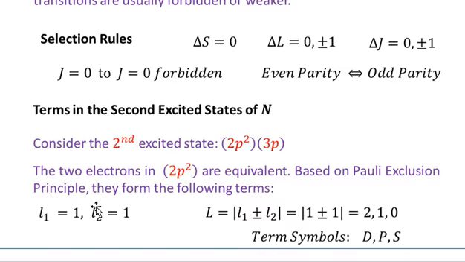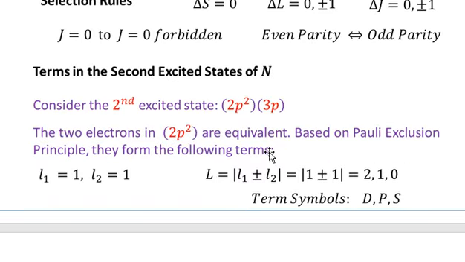So the two electrons in the 2p2 are equivalent. Based on the Pauli exclusion principle, they form the following terms. So L1 is equal to 1, L2 is equal to 1 for each of these 2p electrons. So capital L will be equal to mod of L1 plus minus L2, which is equal to mod of 1 plus minus 1, and these values will be 2, 1, 0, and the term symbols will be D, P, and S. These are the same terms as we have obtained for the case of the first excited state.